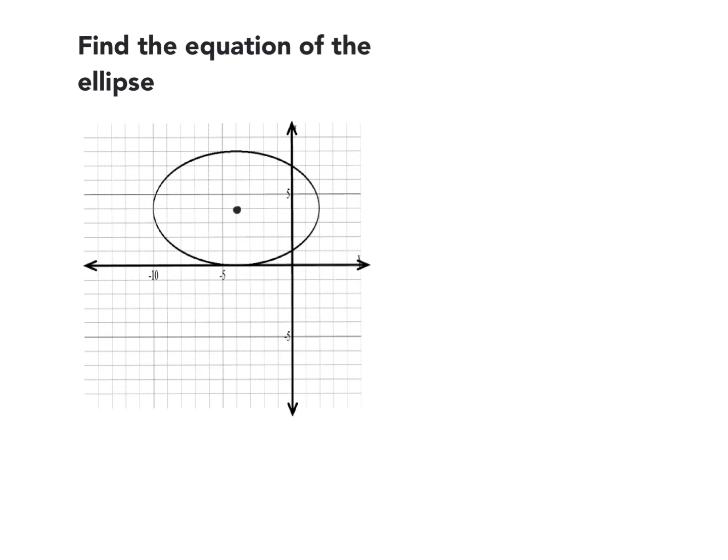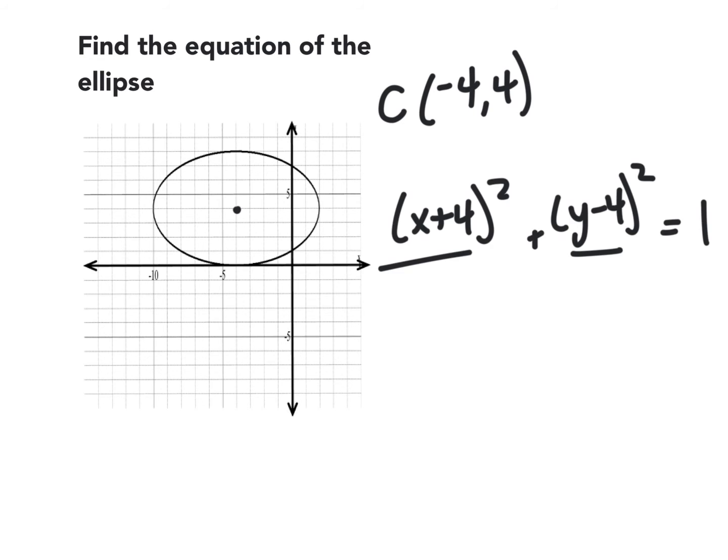All right, let's see if we can graph this ellipse. The very first thing that I notice is that its center is at (-4, 4). So whenever I'm setting up my equations, I know to just use the opposite of these numbers. So I've got (x + 4)² + (y - 4)² = 1. I just need my a squared and b squared. And then I have to decide which of these gets the a squared or b squared.